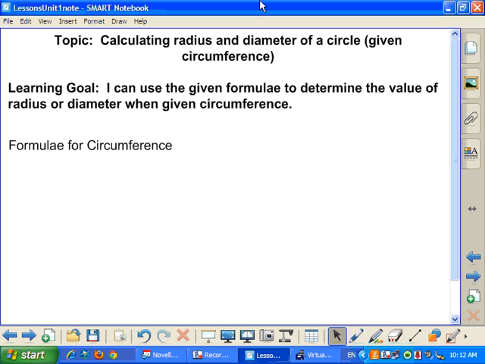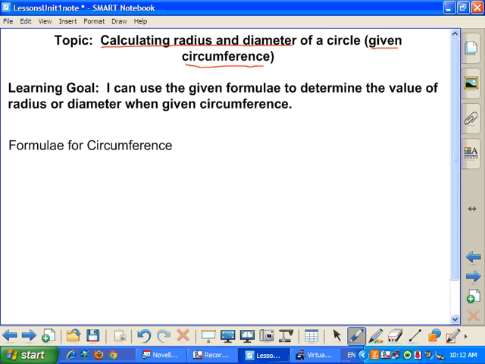Our topic today is calculating radius and diameter. The difference from other days is that this time you're going to be given the circumference. So what's your learning goal? What's your goal for today?